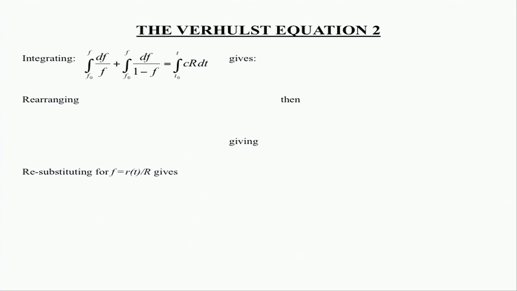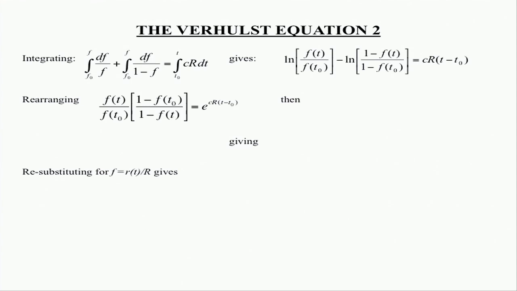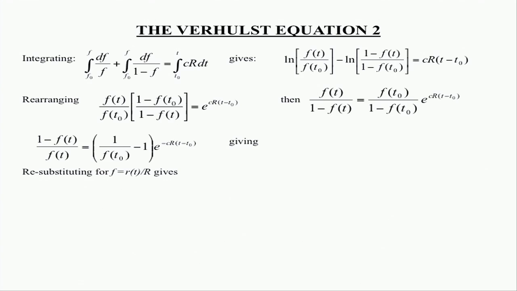Integrate again, which is what we're looking for. And we get that simple equation there: the log of f(t) divided by f(t0), t0 being the start time, minus the log of (1 minus f(t)) over (1 minus f(t0)). And we have that term on the right-hand side, which has the time interval we're interested in, t minus t0. Let's rearrange that, take exponentials. So again, we have on the right-hand side an exponential involving t minus t0. Rearranging, we end up with that final equation for f(t).